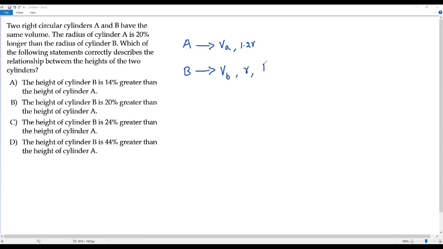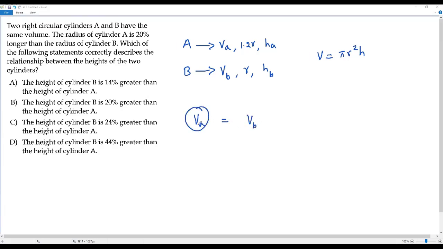And also I assume HB as the height of cylinder B and HA as the height of cylinder A. We know that the formula to get the volume of a cylinder is V equals pi times R square times height. We can use this formula to get the volume of cylinder A and cylinder B. And also there is information in the question that the two cylinders A and B have the same volume. That is, volume of cylinder A equals volume of cylinder B.